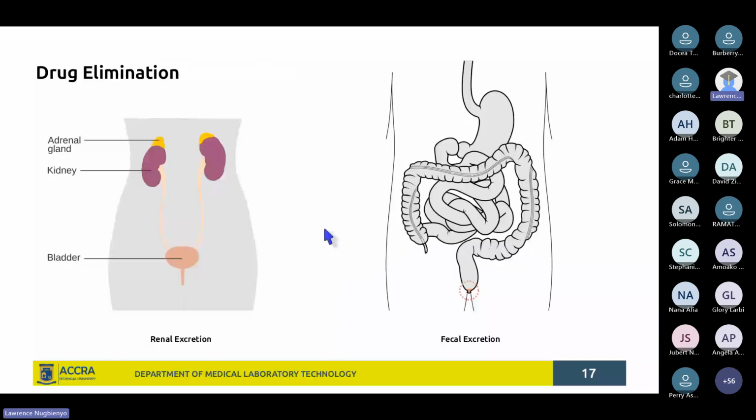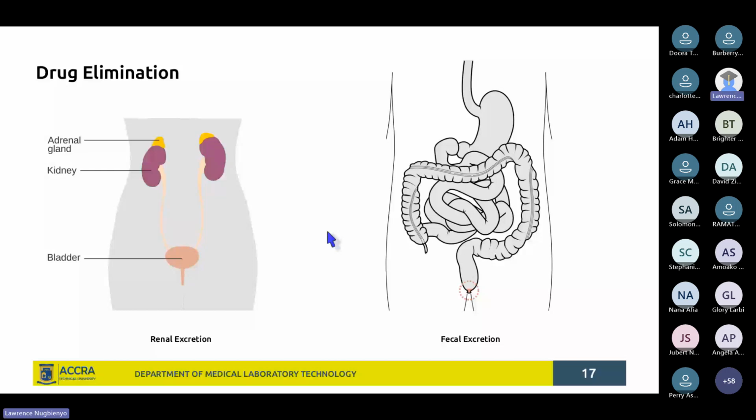Now, elimination. So obviously what we've done is we looked at the process of absorption, then we went on to look at distribution, and then we just finished looking at metabolism, which is the biotransformation of the drug into different metabolites. Now we're looking at elimination. So the drug will get excreted either in its unchanged form, not metabolized, or as a metabolite, or both.